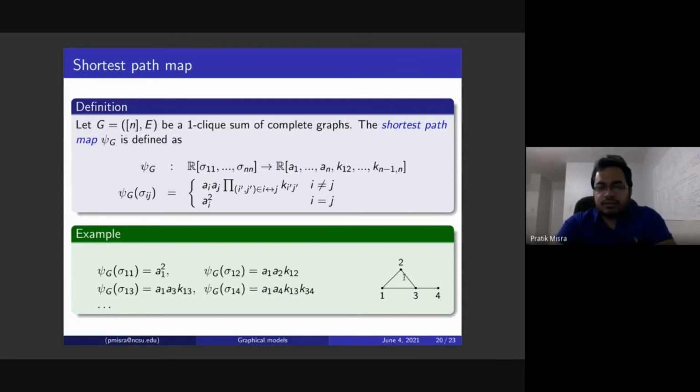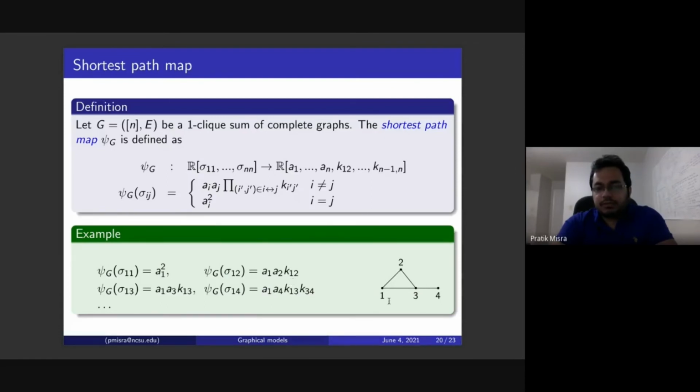If we consider this graph with 4 vertices, then the shortest path map for this graph was defined as sigma 1,1 being mapped to a1 squared. And if we consider sigma 1,2, we look at the shortest path between 1 and 2, and that's the edge between 1 and 2. So we have the endpoints a1 and a2, and the shortest path corresponding to it, that is k1,2.